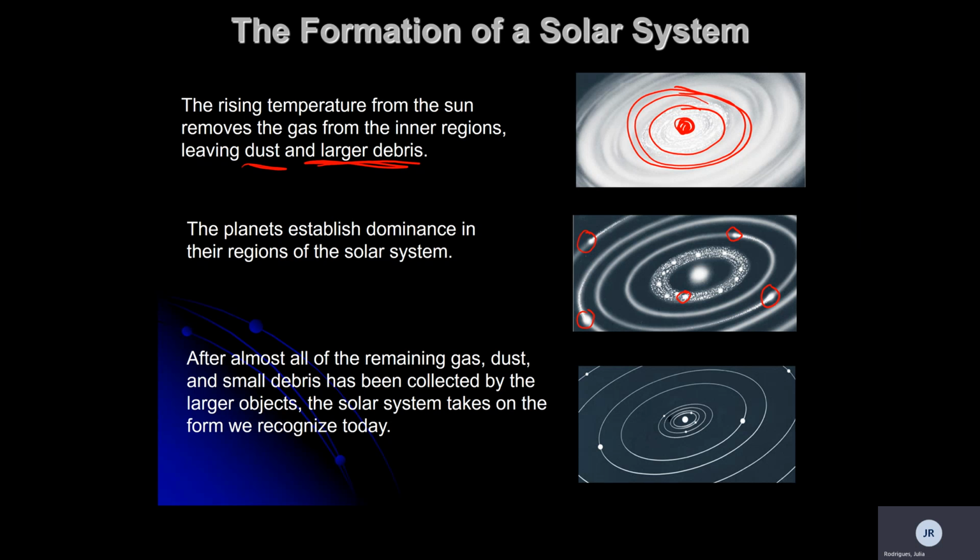And after most of the remaining dust and smaller debris has been collected by those larger planets forming and coming closer together, the solar system takes on the form that we would recognize more today. So if we look at this bottom picture right here, this is what we are expecting to see in our solar system, but also that's what we expect other solar systems to look like as well.